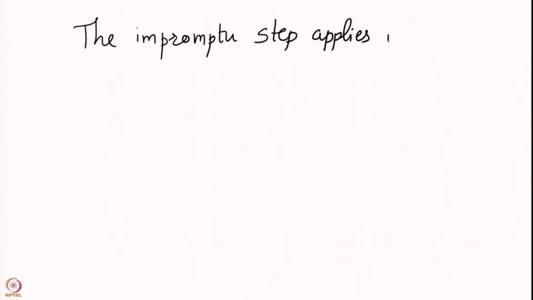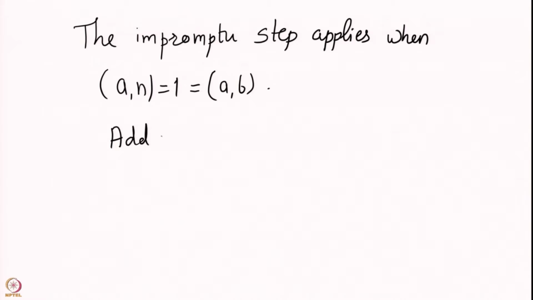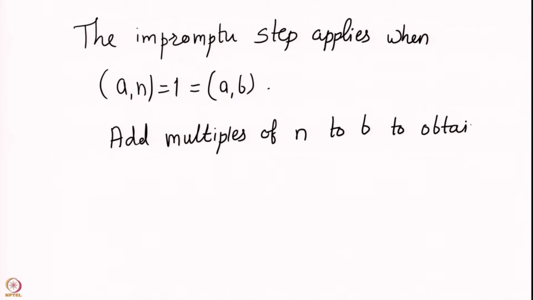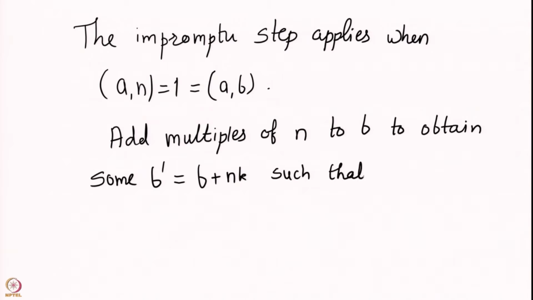So, the impromptu step applies when the GCD of A comma n is 1 and the GCD of A comma B is 1, and the step is to add multiples of n to B to obtain some B prime, which is B plus n times k, such that the GCD of A and B prime is now bigger than 1.